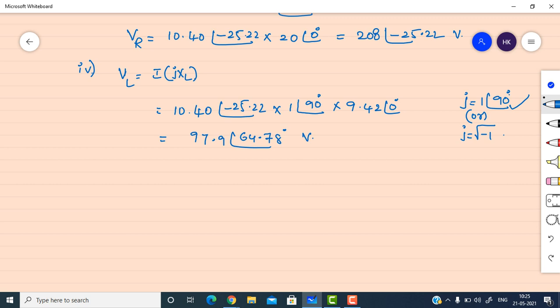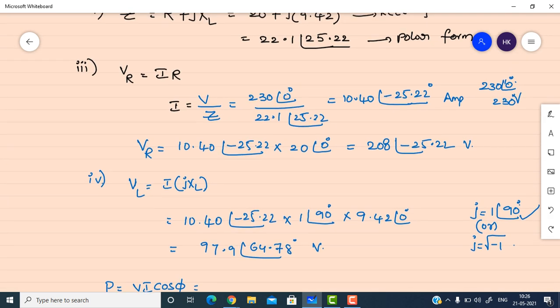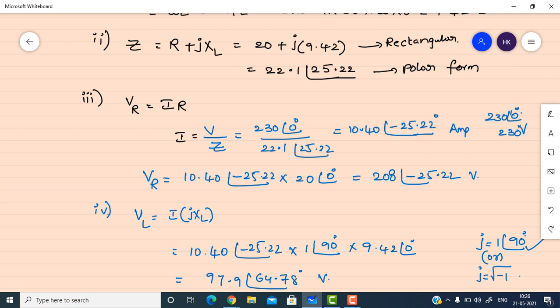Suppose for the same problem you want to find the power. The true power formula is VI cos phi. How can you find this true power? V means total voltage in the circuit, I is total current in the circuit, and cosine of the angle between voltage and current. What is the phase angle difference? How can you find this? See this current equation: we got 10.40 at an angle minus 25.22. The voltage angle is 0. Now the current angle is this. So what is the phase angle difference between the voltage and current?